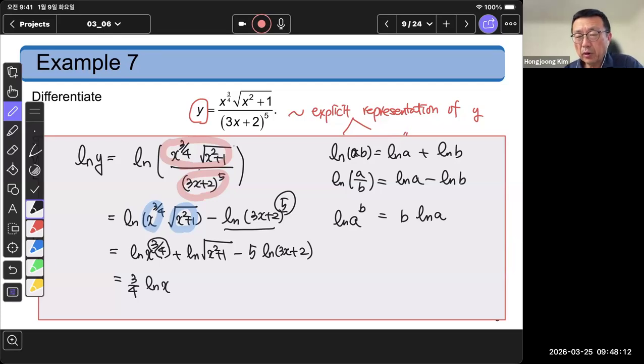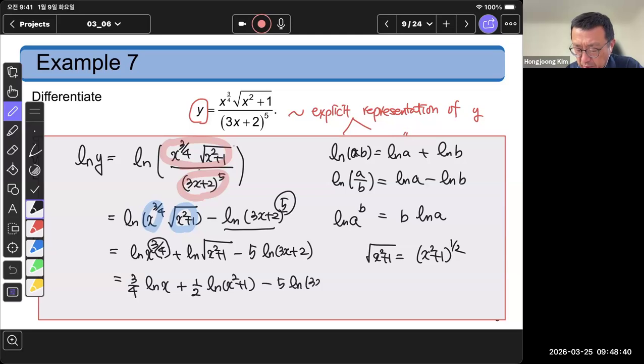And square root corresponds to the 1/2 power. So please remember that the square root of x squared plus 1 is the 1/2 power of x squared plus 1. So I can rewrite this logarithmic function as 3/4 ln x plus 1/2 ln of x squared plus 1 minus 5 ln of 3x plus 2. So that is my ln y.